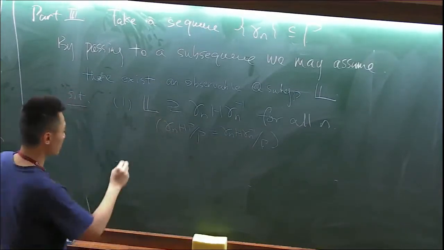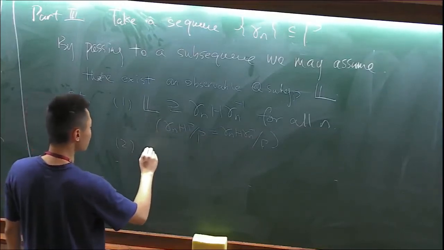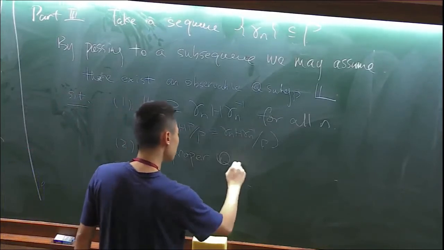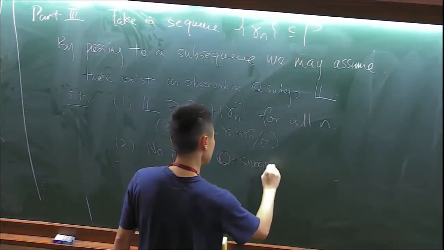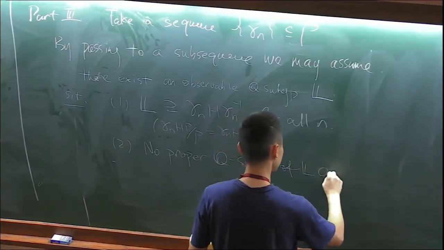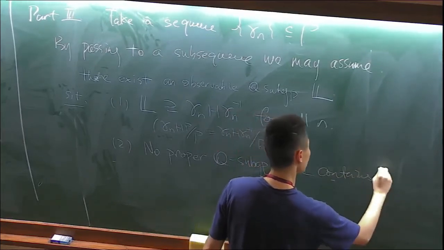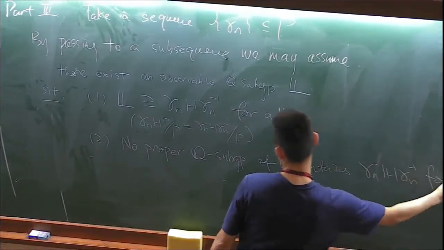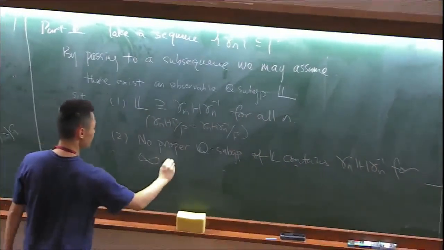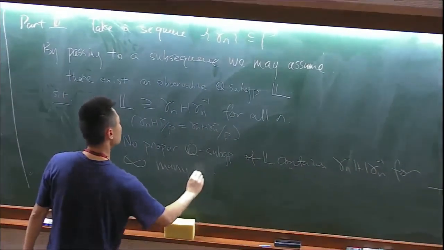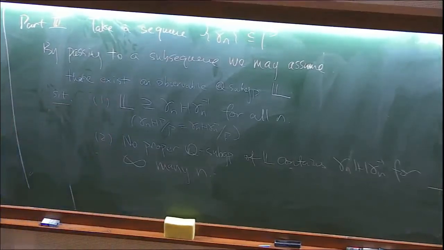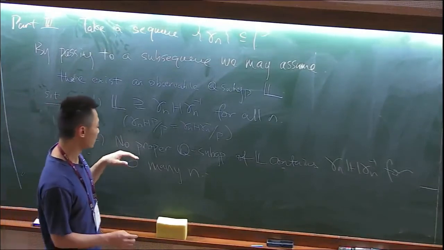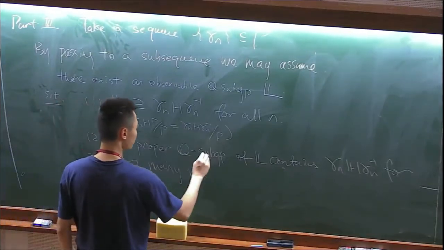Okay. And the second is that L is the smallest one. No proper Q subgroup of L contains gamma n H gamma n inverse for infinitely many n. Okay, this assumption is too strong. So I just need no proper Q observable subgroup.